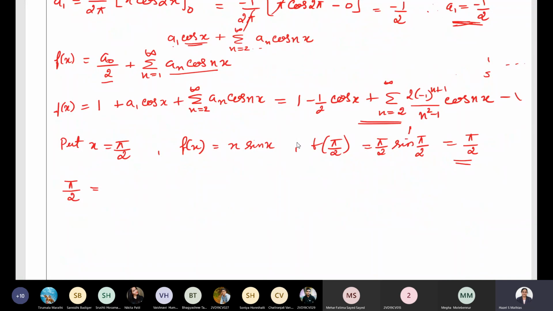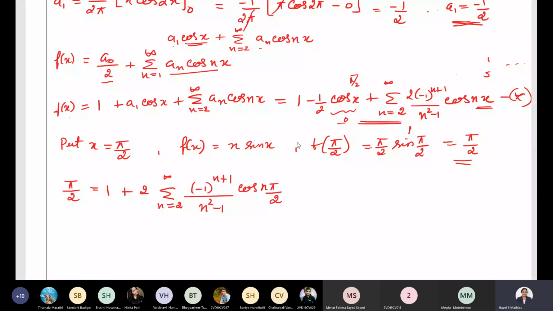So let's substitute in this expression, that is star. F of x is pi by 2. We have to put x equal to pi by 2, and cos pi by 2 is 0, so this term is going to be 0. So we will have 1 plus, you can take 2 outside, 2 into summation n equal to 2 to infinity minus 1 power n plus 1 divided by n square minus 1 cos nx. We have to put x as pi by 2. So we get cos n pi by 2. Am I correct? It is cos n pi by 2 we need to substitute over here.